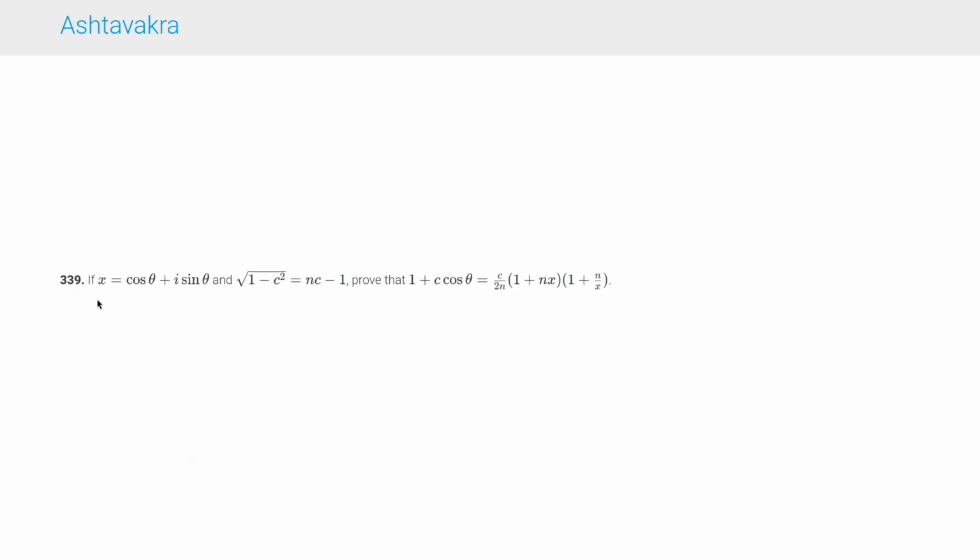Question 339 says that if x is equal to cos theta plus i sin theta and square root of 1 minus c square is equal to nc minus 1, prove that 1 plus c cos theta is equal to c by 2n into (1 plus nx) into (1 plus n by x).